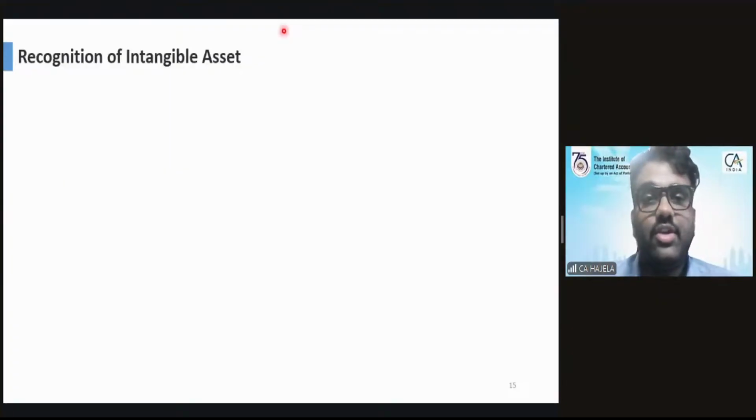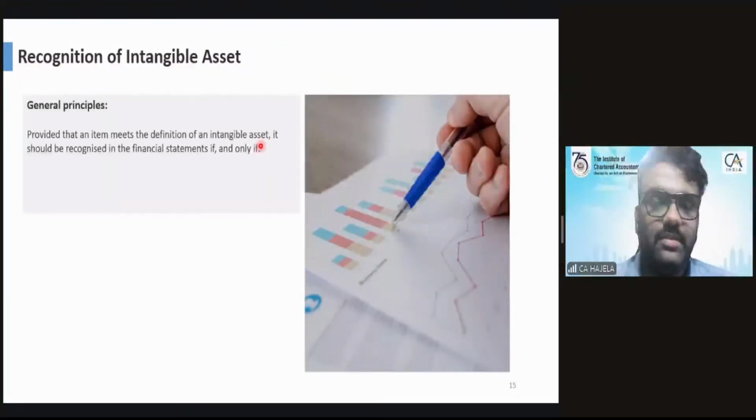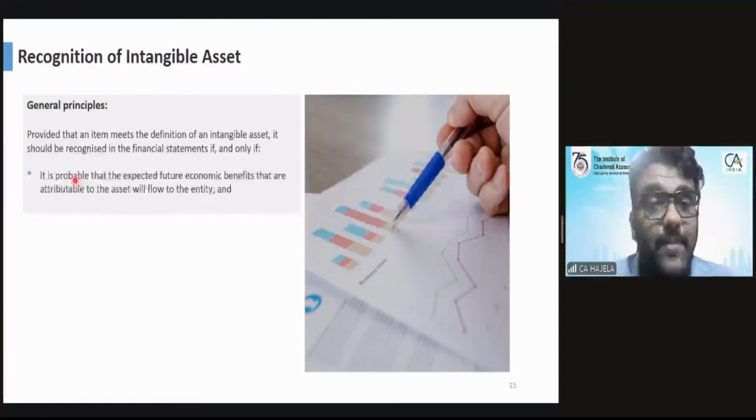Let's now discuss recognition of intangible assets, right? Once we have identified that they need to be recognized, how do we recognize them? See, what is the general principle? Provided that an item meets the definition of an intangible asset, it should be recognized in the financial statement only if it is probable that the expected future economic benefits attributable to the asset will flow to the entity.